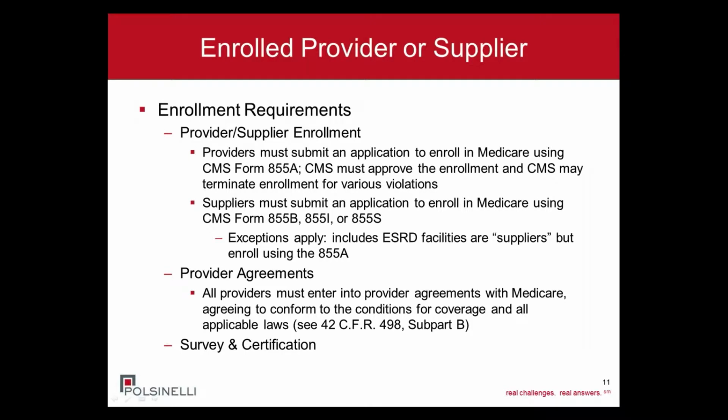So the enrollment requirements for providers and suppliers vary, but in general, both providers and suppliers have to submit an application. In most cases, if you're a provider, you would submit the CMS Form 855A. And then if you're a supplier, you submit one of several different forms, depending on the type of entity or individual that you are. But it can be the 855B, the 855I, or 855S.